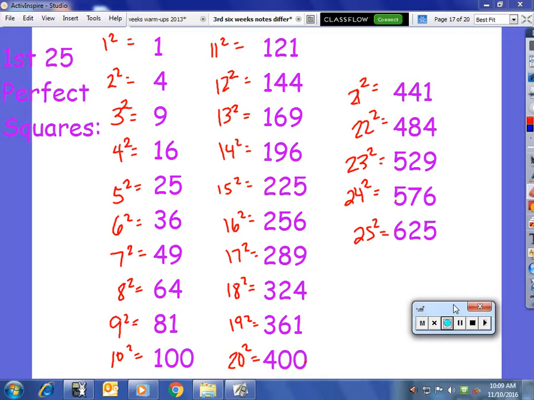And on a test, when I'm not letting you use the notes, you will be able to use a calculator. You could recreate this list very easily with your calculator. Or if you're not sure if something's a perfect square, try taking the square root of it and see if you get a nice whole number. Okay, I'm pausing so you can copy.